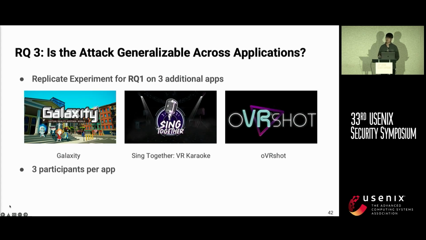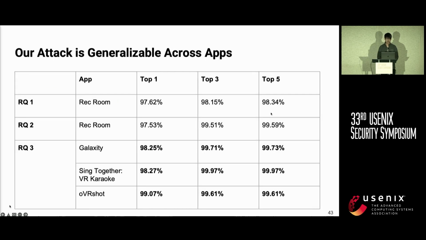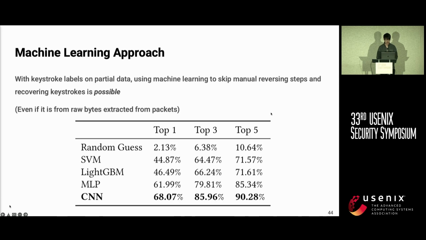And then you may ask, does this attack generalize beyond Rec Room, which is what we used for the first experiment? So to answer this question, we replicated the experiment on 3 additional applications, with 3 participants per app. And here we see very high accuracy, almost near perfect accuracy for the key reconstruction for all 3 apps, which means that the attack is generalizable.